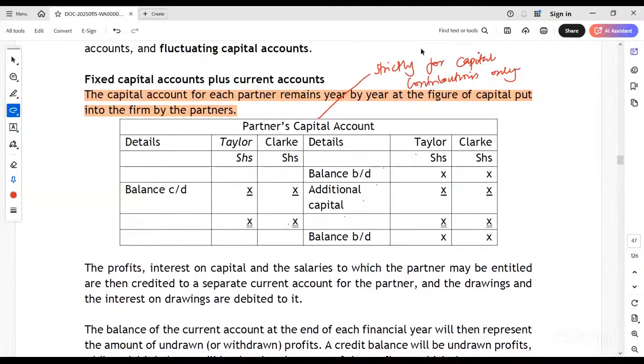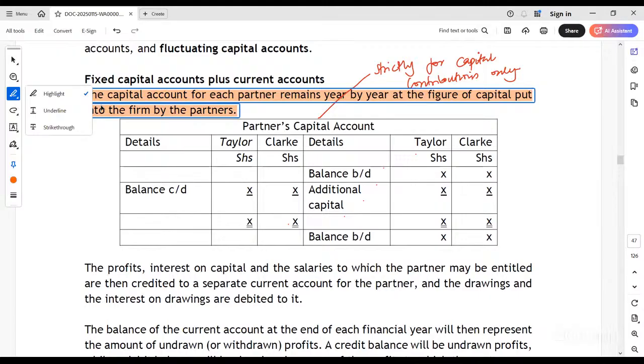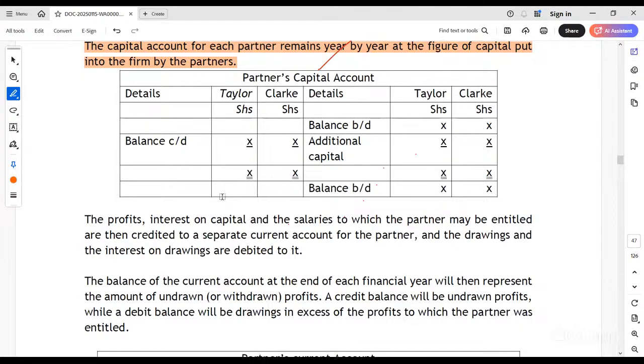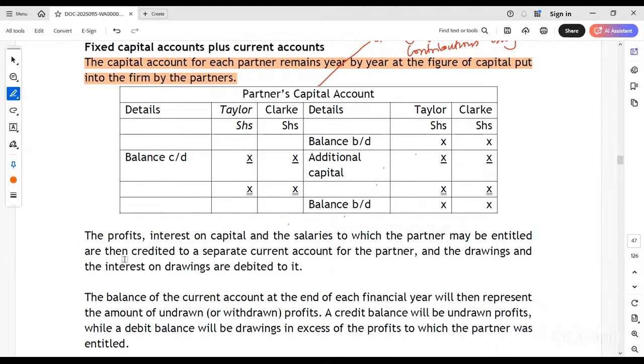It is strictly for capital contributions only. That is, if the partners use the fixed capital plus current accounts, then the capital account will be strictly for capital. Now, where do we take the profit? Where do we take the interest on capital? Where do we take their salaries? The profits, interest on capital, and the salaries to which the partner may be entitled are then credited to a separate current account for the partner.